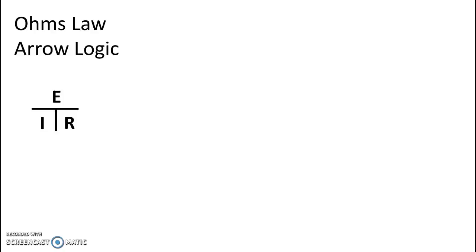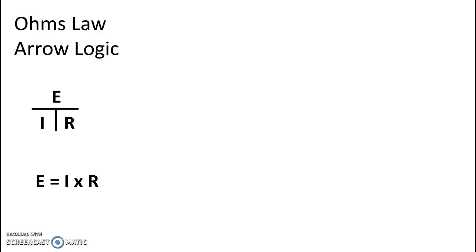Alright, this is that promised video on Ohm's law arrow logic. So on the screen already is a very common thumb rule of Ohm's law, which is voltage over current times resistance. Another way to look at this would be E is equal to I times R, where voltage is equal to current times resistance.